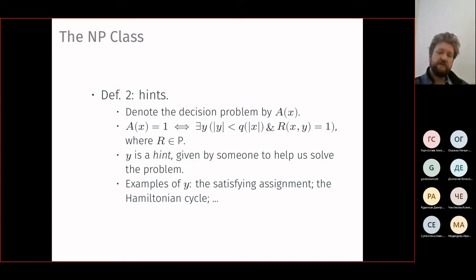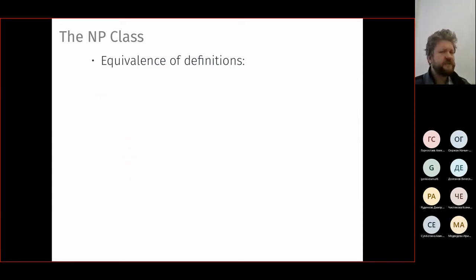And satisfiability for Boolean formulas is quite a generic example of such a situation. You are searching for some Boolean combination, basically a string of 0s and 1s. It's a very generic object in discrete math. These two definitions are equivalent.